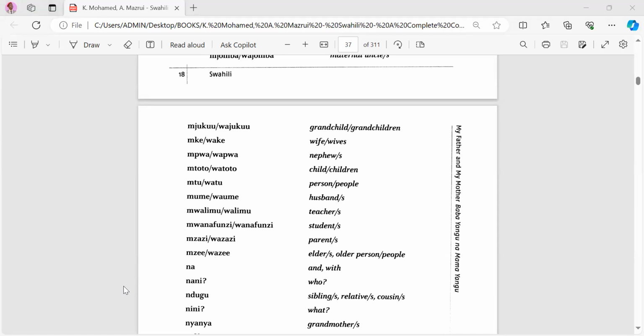Mke, wake. Wife or wives. It is mke. Okay, wife or wives. Mpwa, wapwa, nephew or nephews. Mtoto, watoto, child or children.